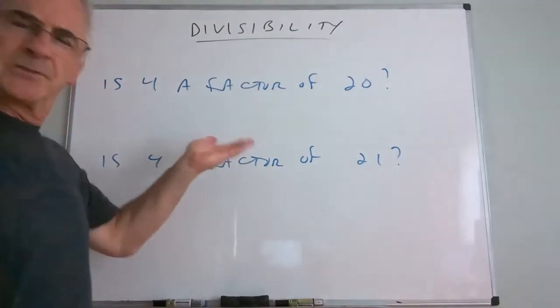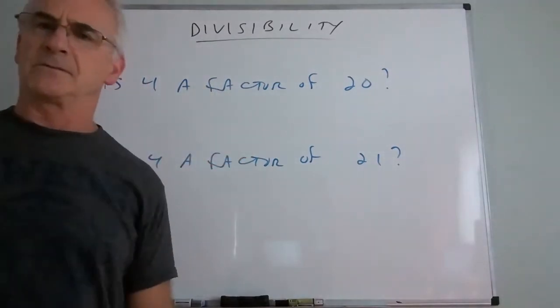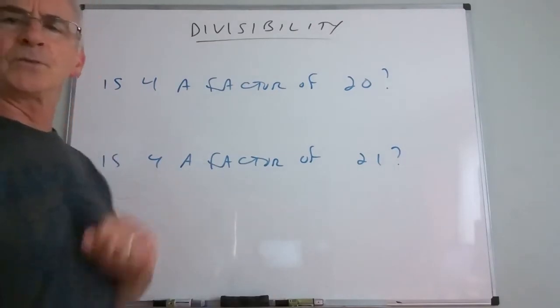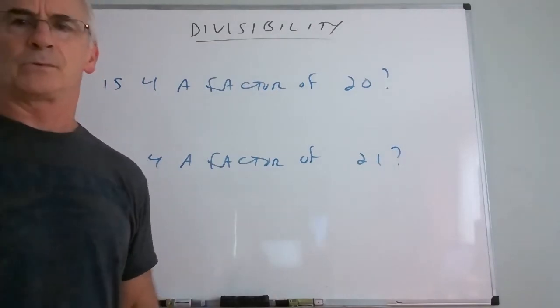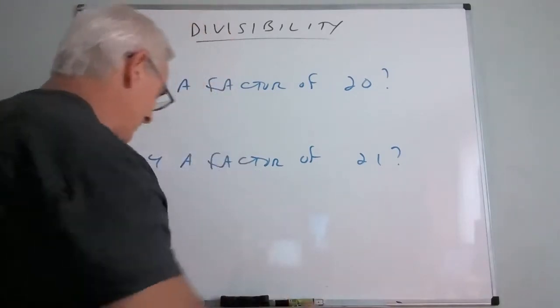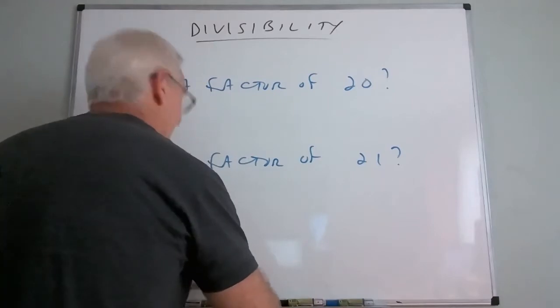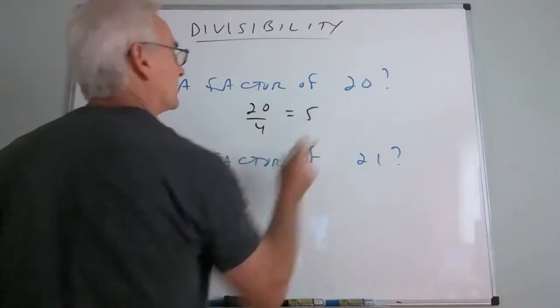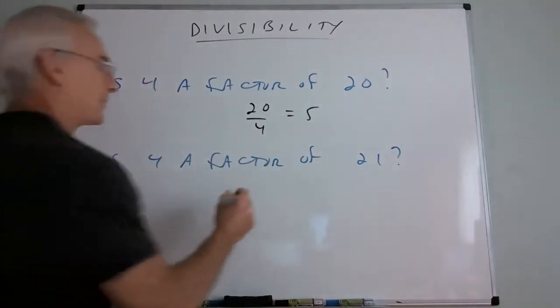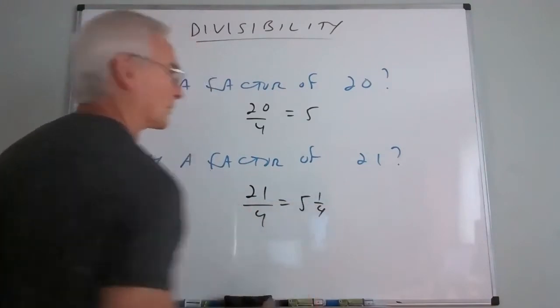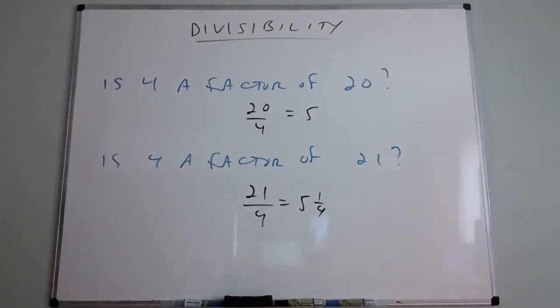Anybody want to answer these questions? Want to try? Is 4 a factor of 20? Yes. Is 4 a factor of 21? No. No, both answers are correct. Now it's the why. Why would that be the case? Well, in the first case, 20 over 4 equals 5. We have no doubt about that. But in the second case, 21 over 4 equals 5 1/4.